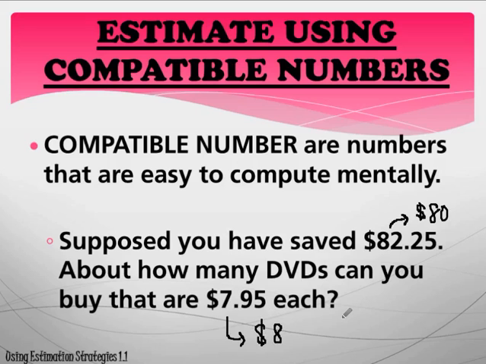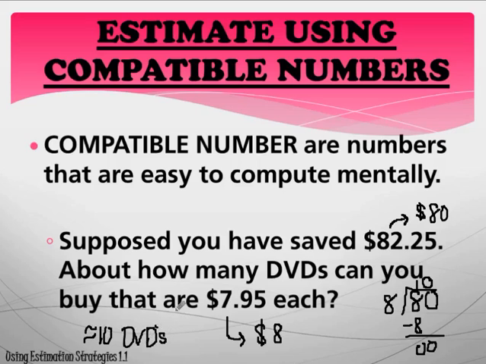So how many DVDs can you buy with the amount of money that you saved? Well, let's find out. We're going to divide 80 divided by 8. 8 goes into 8 once. 1 times 8 equals 8. 0. And then we have 0 left over. So we could get approximately 10 DVDs with the amount of money that we saved up.